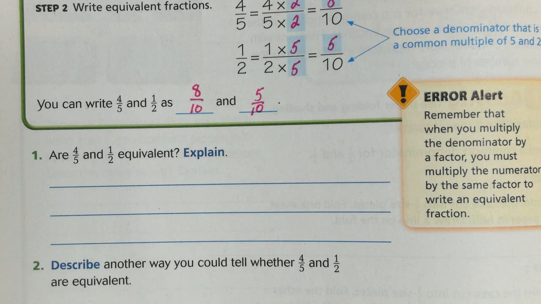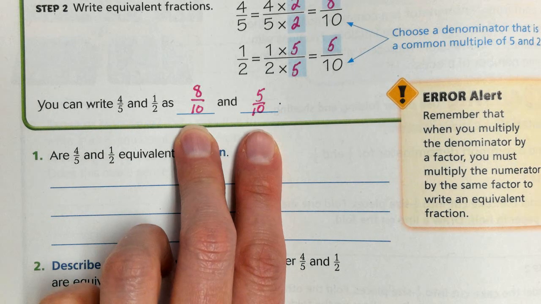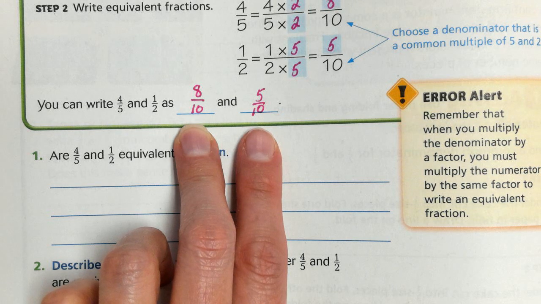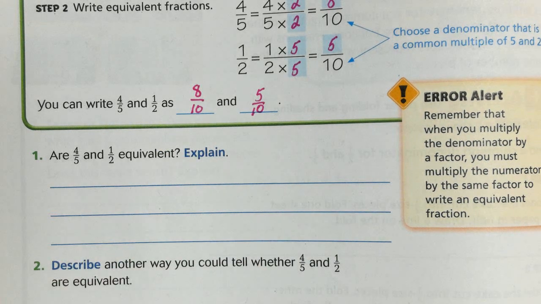All right, are 4/5 and 1/2 equivalent? Well, when I change 4/5 and 1/2 to equivalent fractions with the same denominator, do I get the same number? No, so they're not equivalent, because 4/5 is 8/10 and 1/2 is worth 5/10. Now, that's one way to determine if fractions are equivalent: I can find a common denominator and then compare the fractions using the same size piece.